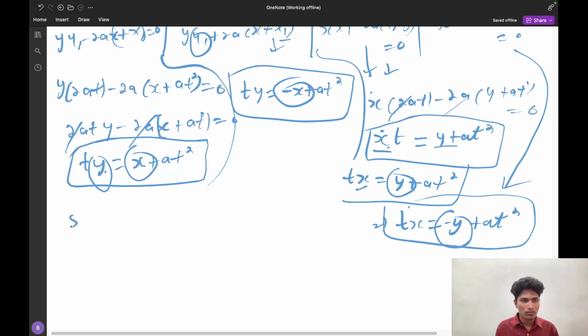And slope form, I will explain the slope forms in one second. But before that, I will explain the properties of tangents. Properties of tangents. Simply listen, guys.